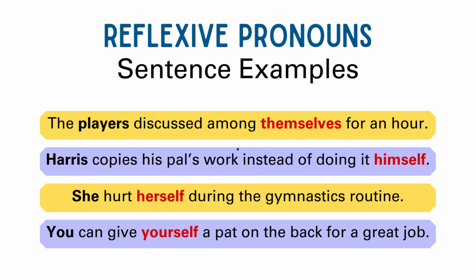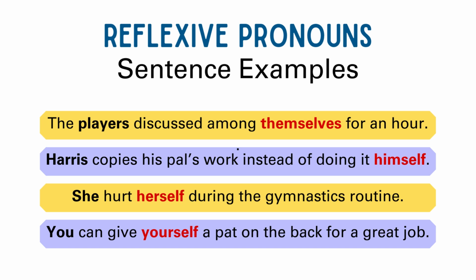The players discussed among themselves for an hour. The noun here is players, right? It is plural, so we choose from among yourselves, ourselves, and themselves. Since this is in third person, we use themselves. Next, Harry copies his pal's work instead of doing it himself. So Harry is singular and male, therefore we use himself. Again, not his-self, yes? It's himself.